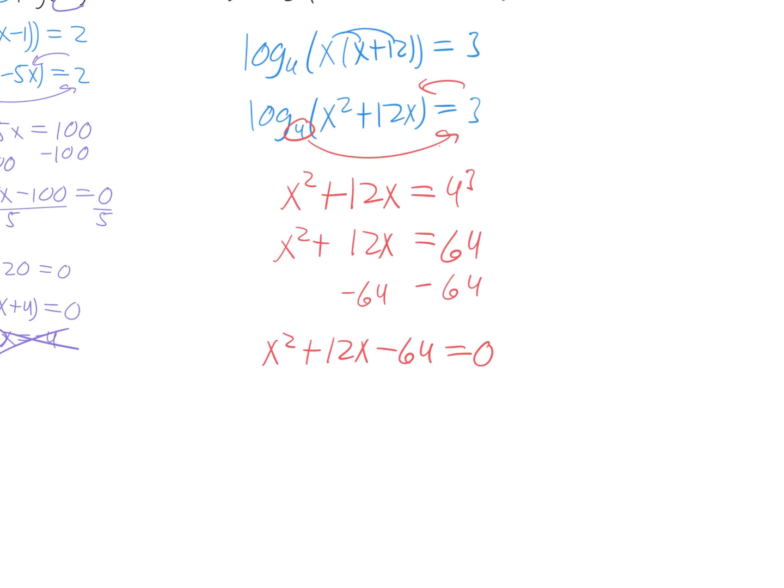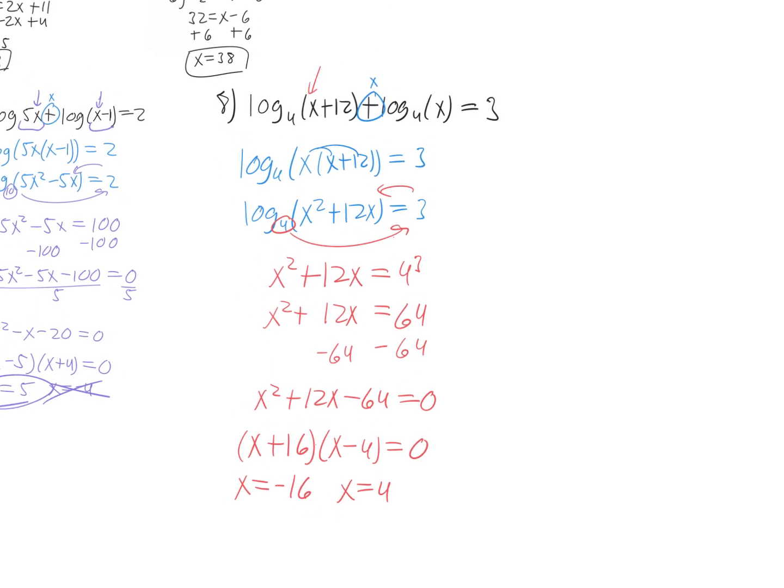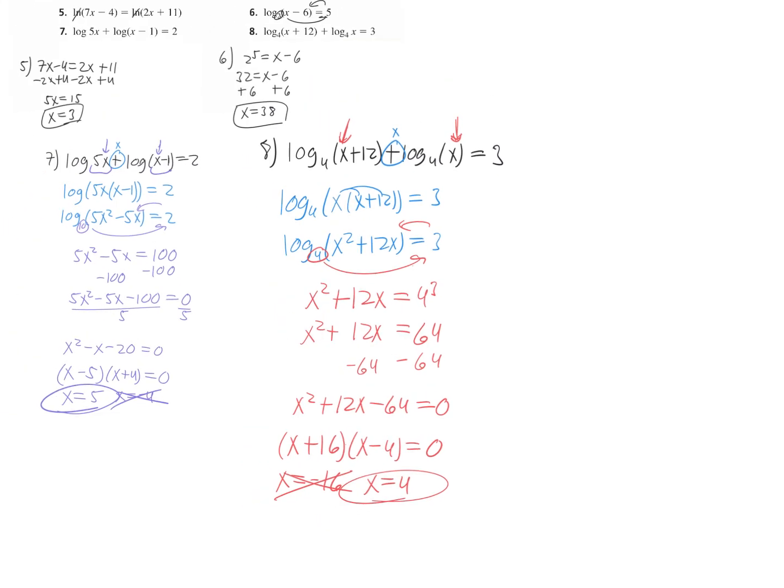And factors of negative 64 that add to positive 12 are going to get you a positive 16 and a negative 4. So that means our two answers here are going to be negative 16 and positive 4. But once again, you need to check. If I plug in a negative 16 here, I got negative 16 plus 12. That gets you a negative 4. And even right here, we only have an x. So if you plug in negative 16 for x, we get log base 4 negative 16. That's not going to work. Our only solution here is going to be 4. If you plug in 4 into your original equation, then we don't have any negatives inside of our log, so our only answer here is 4.